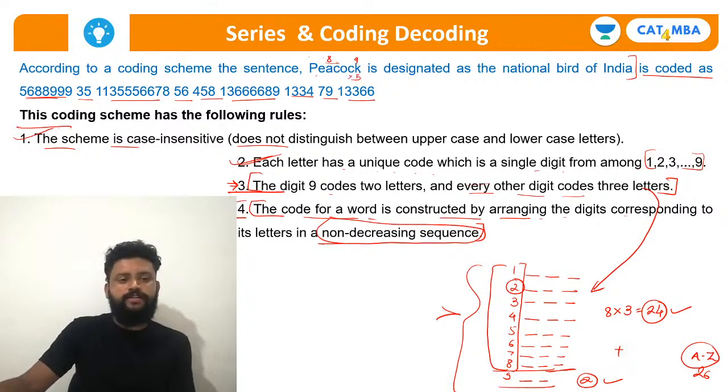So you cannot simply allot the digits just by looking at these words. You need to compare it now.